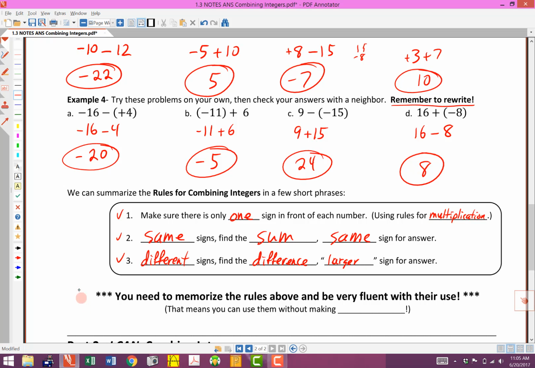Okay, now I'm going to put a star by this. I'd like you to put a star by it also, even though there are already some asterisks there. You need to memorize those rules, and you need to be really fluent with their use. And when we say fluent, what that means is you can use them without making mistakes. So this really needs to be something that you get to be 100% at, 100% accurate, and not have any problems with. Okay, so you're good to start the first assignment in section 1.3, 1.3a. Go ahead and get started on that, and if you've got questions, let me know.